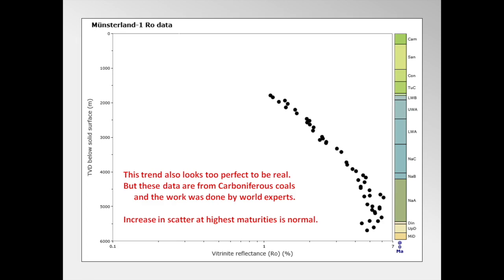The increasing scatter in data at the bottom of the section, where maturity is extremely high, is unavoidable since it stems from increasing anisotropy of the vitrinite particles.